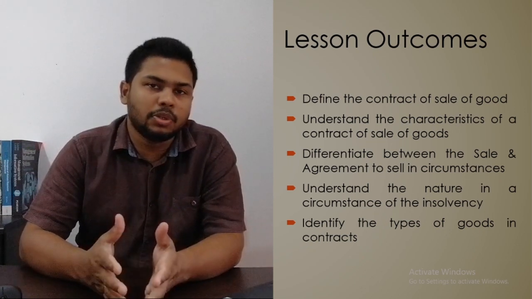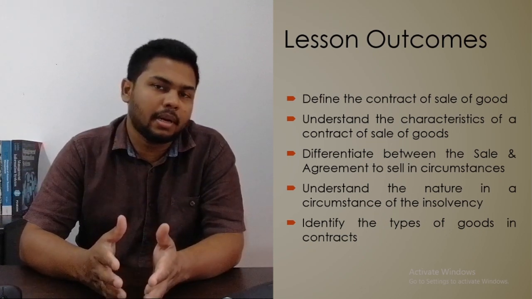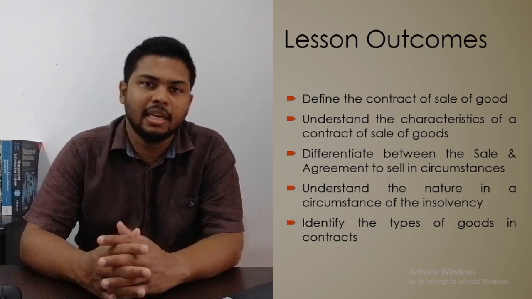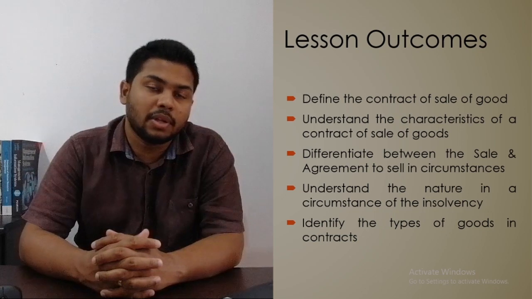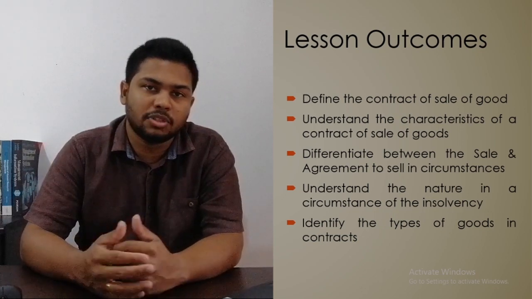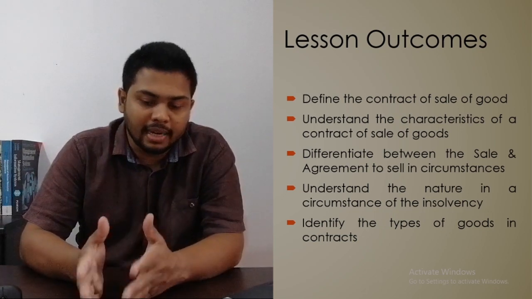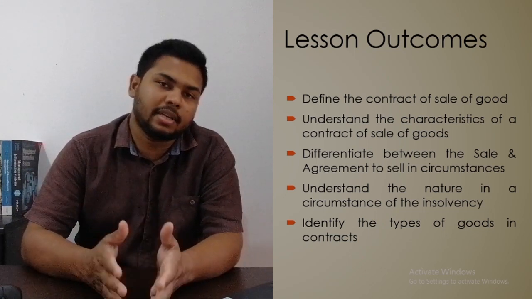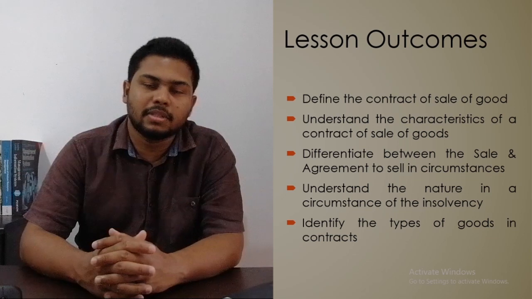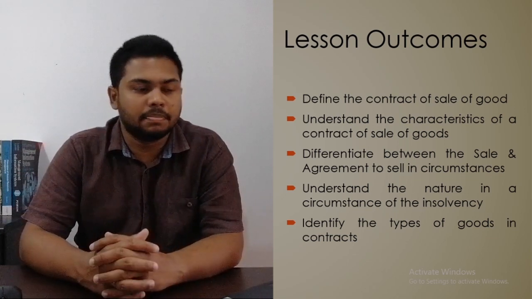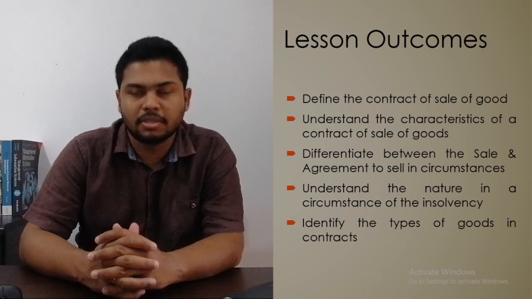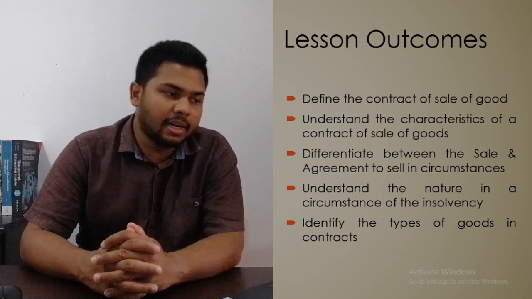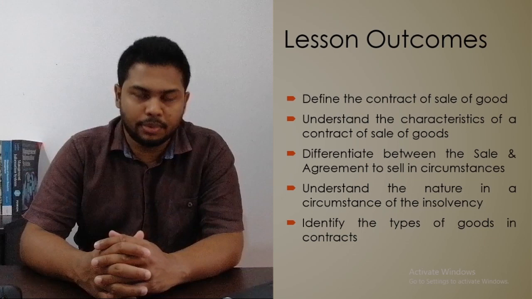When it comes to an individual person, we call it bankruptcy, but when it comes to a business entity, we call it insolvency, where you don't have the necessary assets to pay your liabilities. In that circumstance, how will those incidents affect the sale or the agreements to sell of goods? And also we are going to identify the types of goods in contracts.